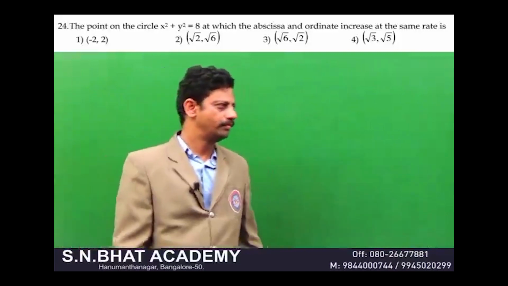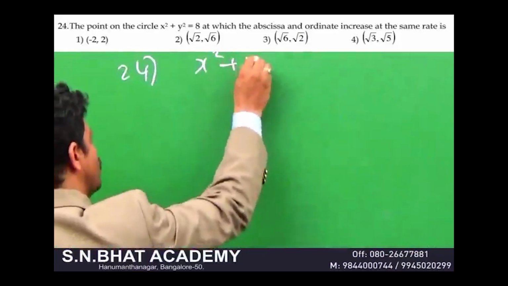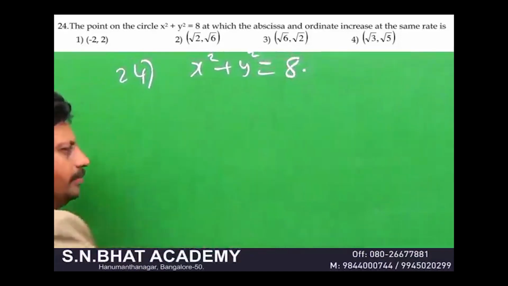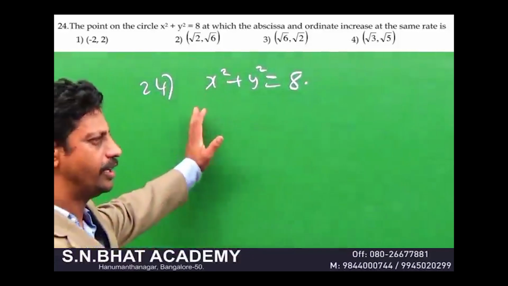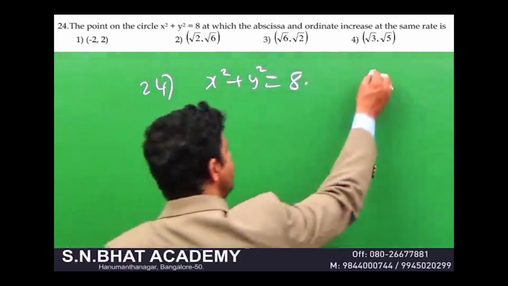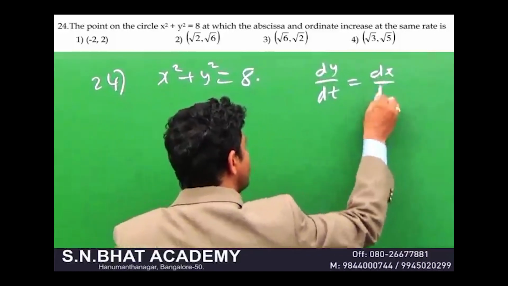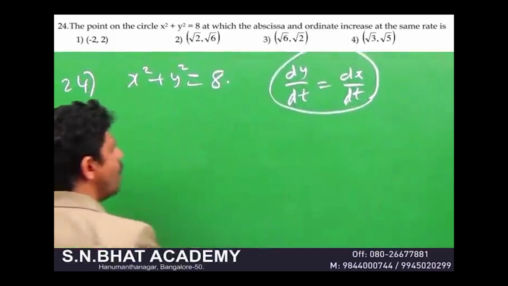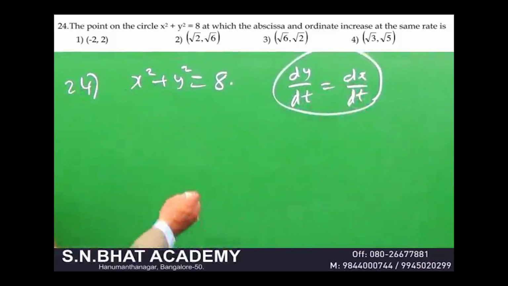Question number 24. The given curve is x square plus y square is equal to 8. We have to determine a point on this curve where dy by dt is equal to dx by dt. It is given that rate of change of y is equal to rate of change of x. So at what point is dy by dt equal to dx by dt? We have to determine that point.